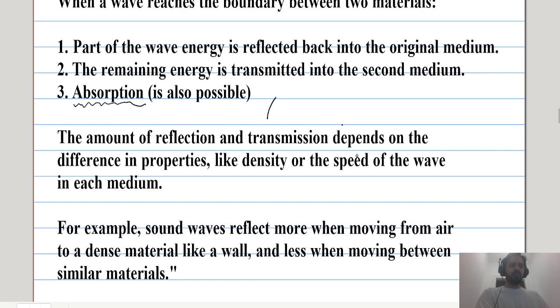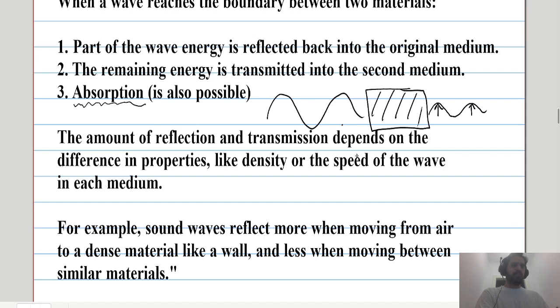What it means is that if you have a wave passing through some medium, on the other side, because of this absorption, the wave will have a smaller amplitude, right? So some of the energy of the wave was absorbed by this medium, and now the amplitude will be smaller on the other side. Also, the amount of reflection, transmission, and absorption depends on the difference in properties of the media, like density, speed of wave in each medium, etc.